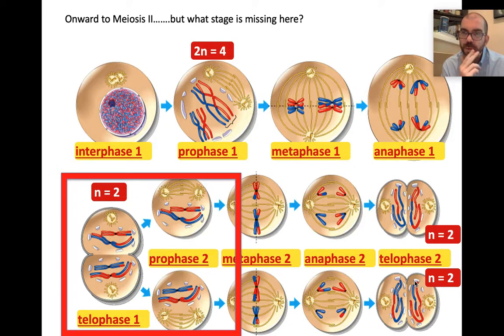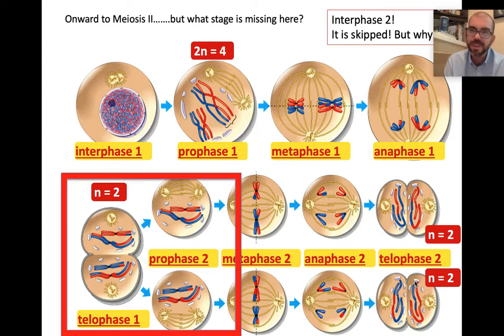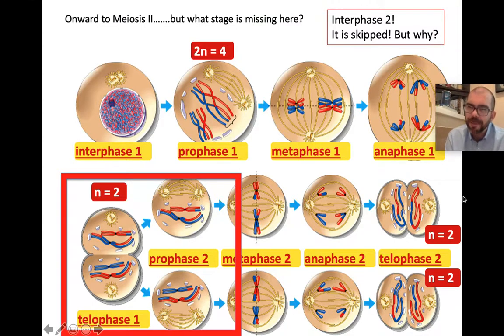I mentioned to you before there's a phase that we skip between meiosis I and meiosis II. We skip interphase, but why? And I want you to think about this. I started with 46, now I'm at 23. Why would I skip interphase before going through meiosis II? What would happen there I don't want to have happen?